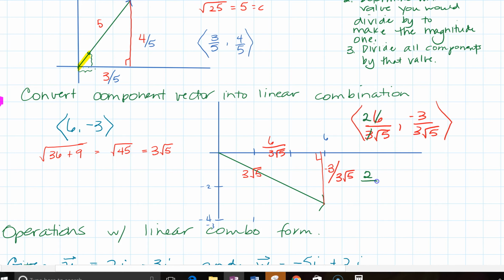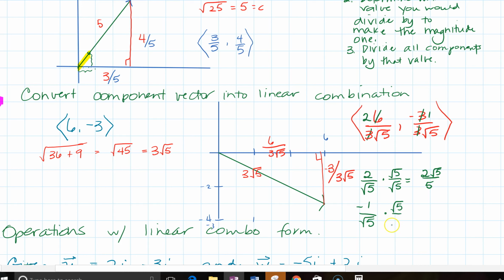So I have 2 over the square root 5, and to rationalize my denominator, I'm going to multiply by √5 over √5, which essentially is just 1. I'm multiplying by 1, so I'm not changing its value, just simply how it looks. So now the top becomes 2√5 and the bottom becomes 5. So that is the horizontal component. Now I'm going to divide both these by 3, and what I now get is -1 over square root of 5.